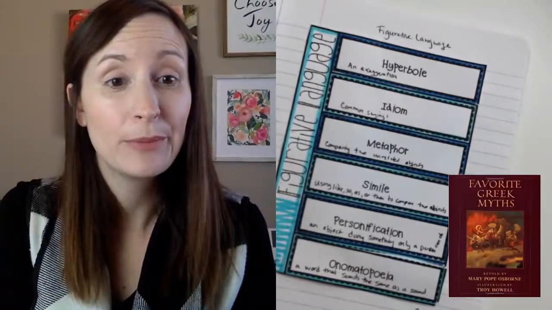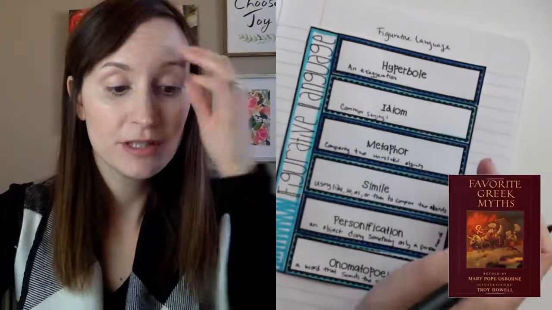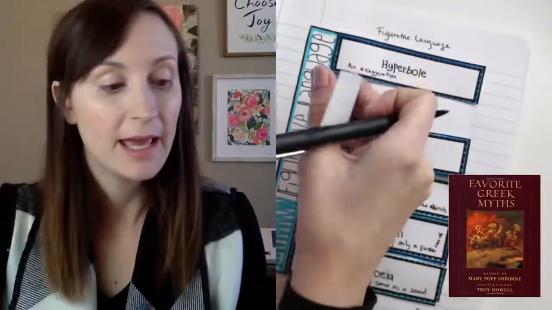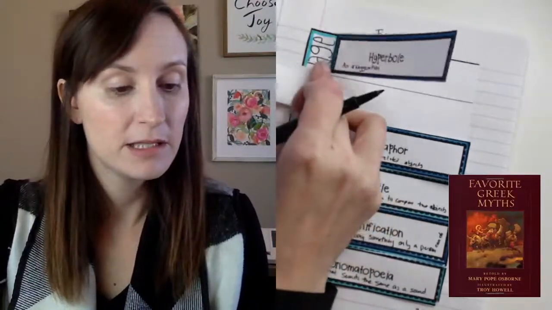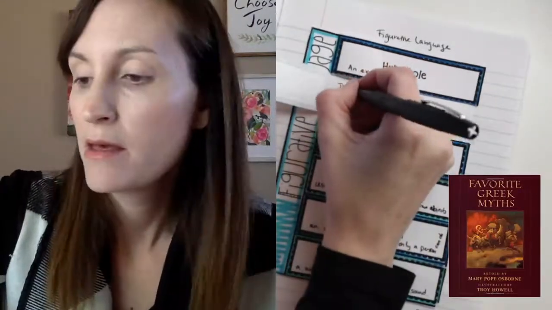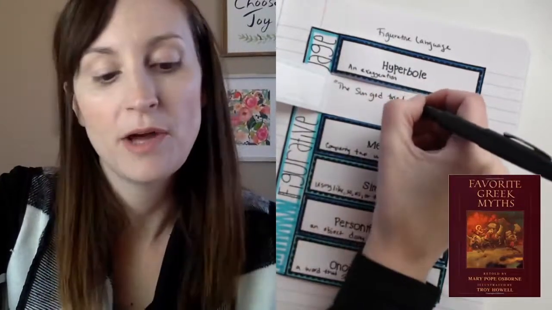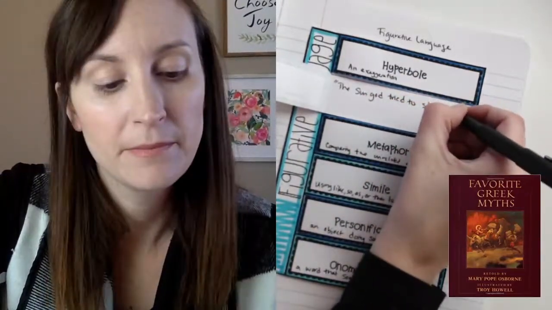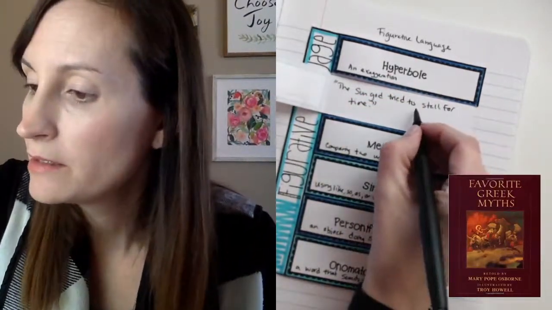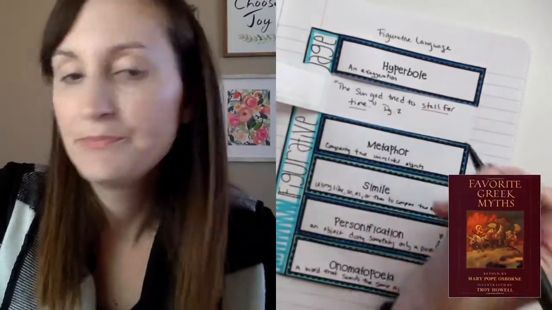Okay, so as we're reading our book, we are looking for different examples of each. So the first one that we found was an idiom. And an idiom, let's see, we have: the sun god tried to stall for time. Okay, and that's our idiom, and this is on page 2.